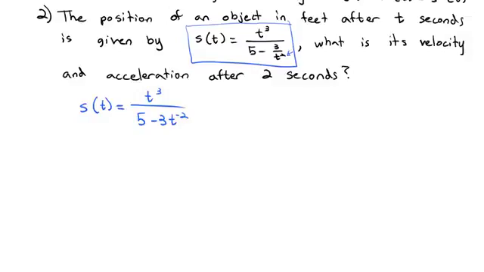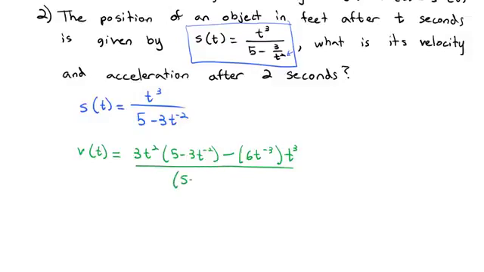And then we can take the derivative of this function to find the velocity function. So the velocity at time t, this is a quotient. So we take the derivative of the top, which is 3t squared, times the denominator, which is 5 minus 3t to the negative 2, minus the derivative of the denominator, which is negative 3 times negative 2, is positive 6t to the negative 3, times the numerator, t cubed, all over the denominator, 5 minus 3t to the negative 2 squared.